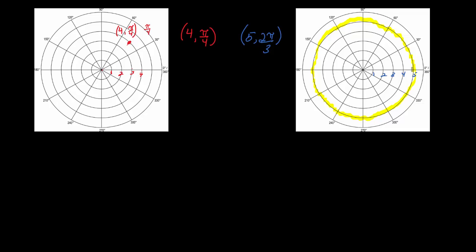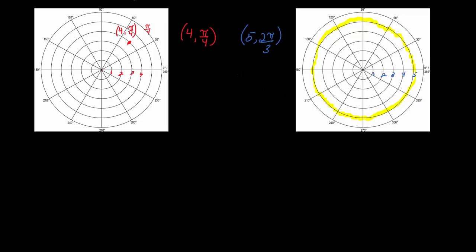But now we have to figure out, where does 2 pi over 3 exist? So hopefully we're able to rapidly interconvert between radians and degrees, since these polar graphs are in terms of degrees, and we have to be able to rapidly convert between radians and degrees. But if you forgot, it's okay.